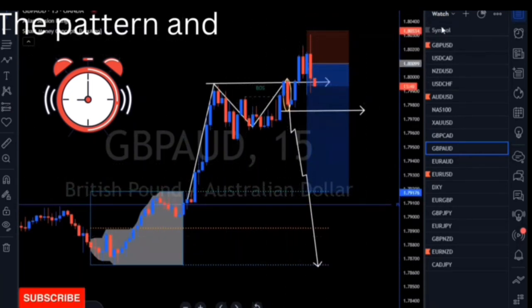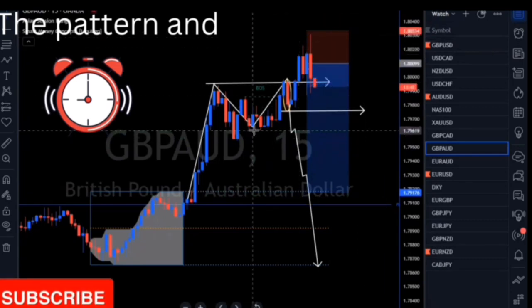The most important is the pattern, the timing, and the entry.